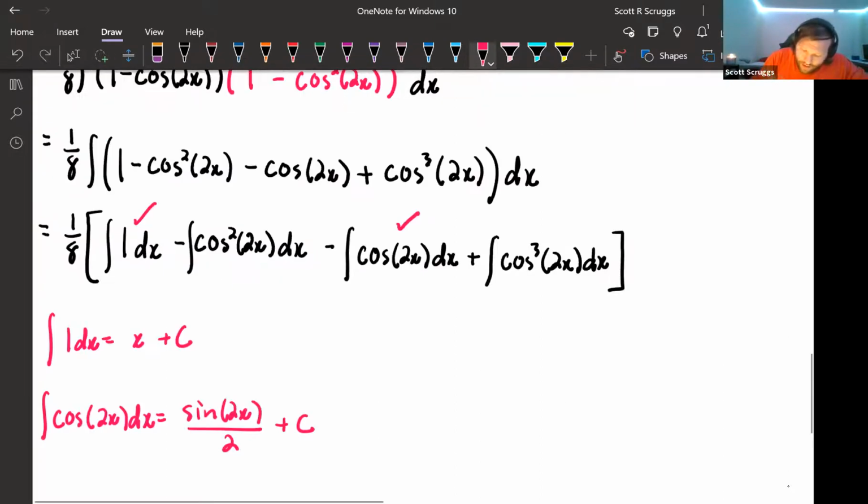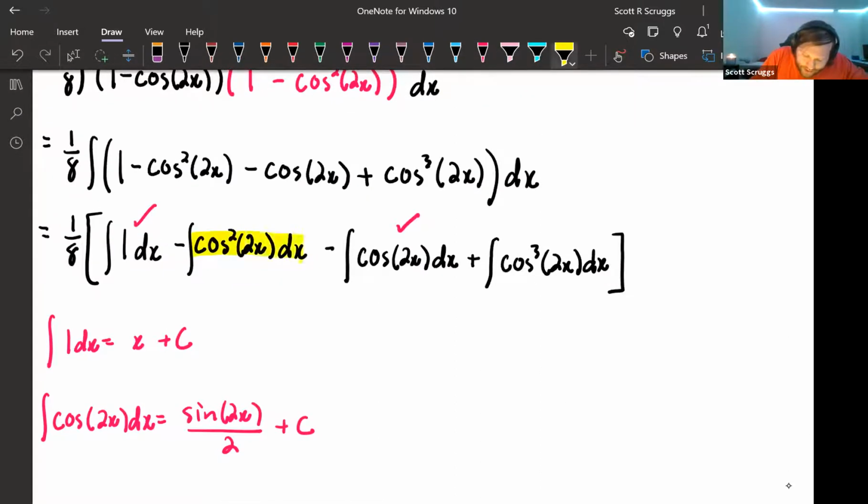These two integrals, however, are going to require a little bit more work in order to tackle them. So let's tackle them individually.